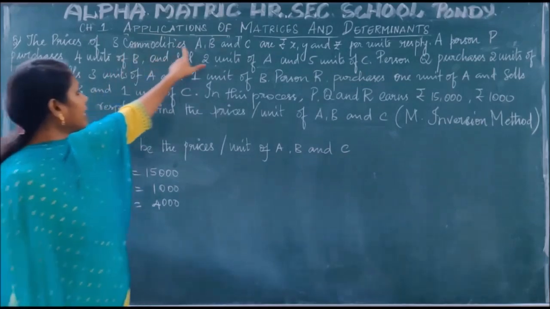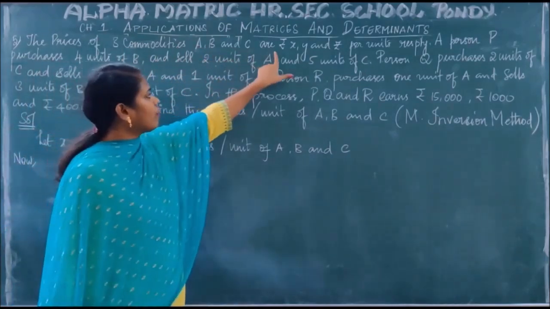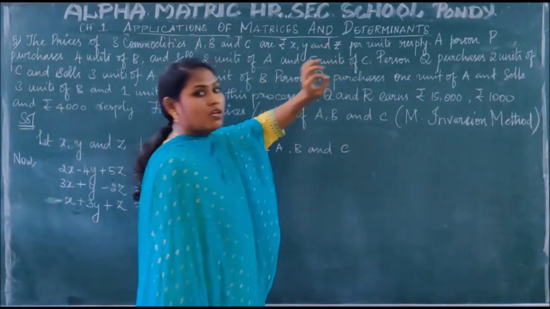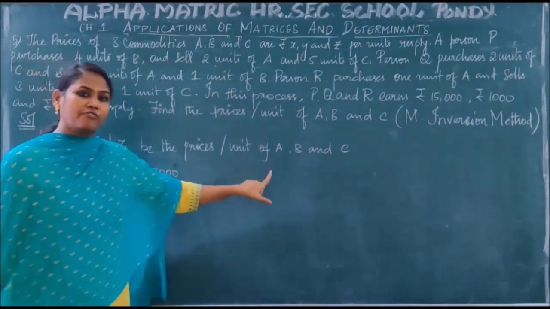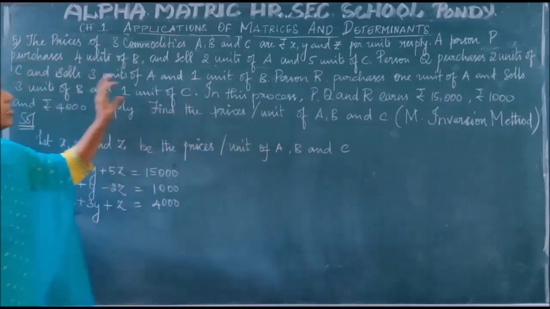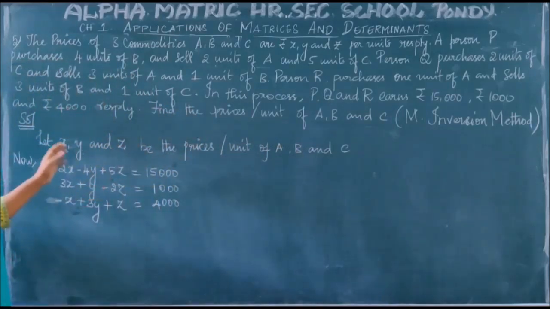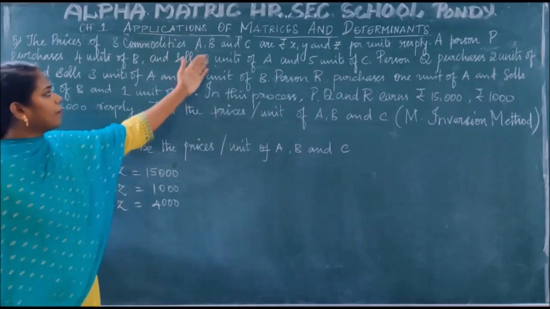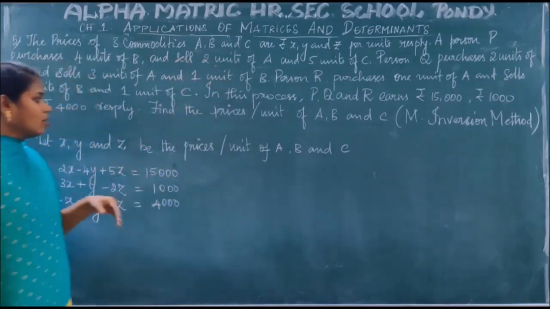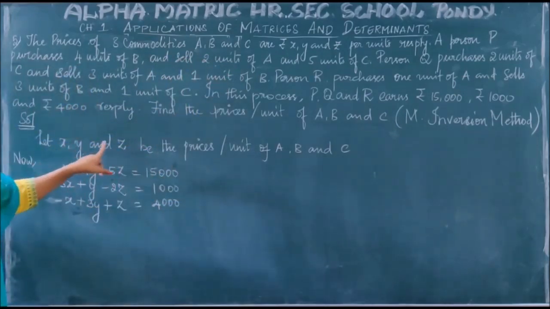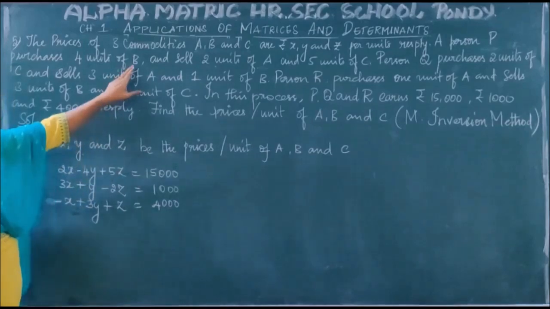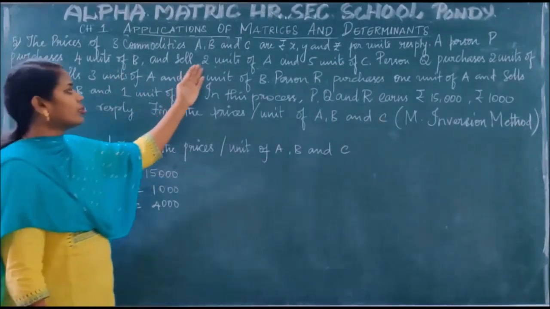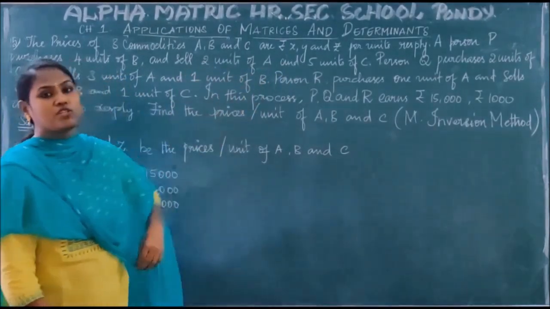They have given the 3 commodities A, B and C with prices rupees x, y and z. So x, y, z are the prices per unit of A, B and C. Listen carefully here: x, y, z are the prices of A, B and C per unit. So we have to find the values of x, y, z. And what is given is that person P is buying 4 units of B and selling 2 units of A and 5 units of C.